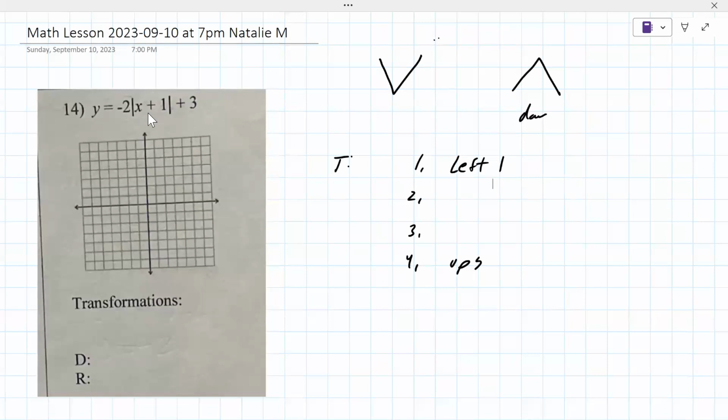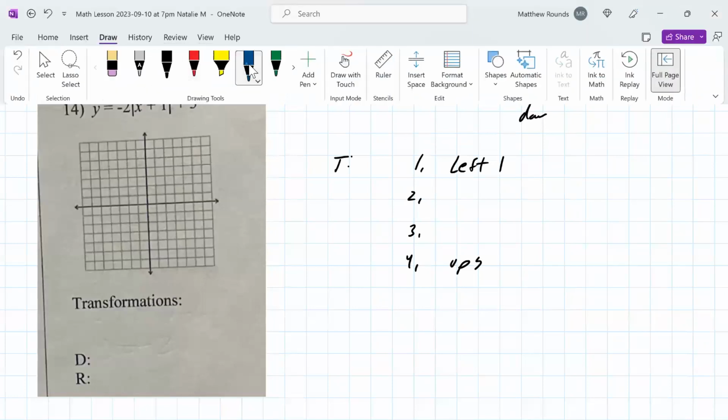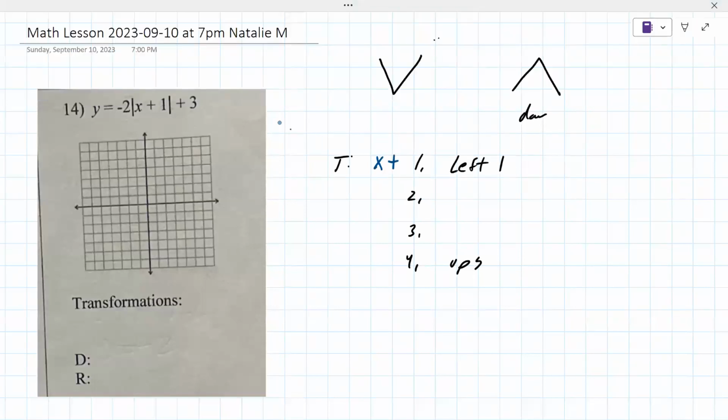Now the ones inside parentheses are kind of like the opposite of what you think they should be. So plus one, you might think, oh, it's right, but it's actually left. The two here is, and actually let me start color coding these because you might want to look at this later on. The two there, the negative there, the plus three there. So the two is a vertical stretch, very important, vertical stretch by a factor of two.